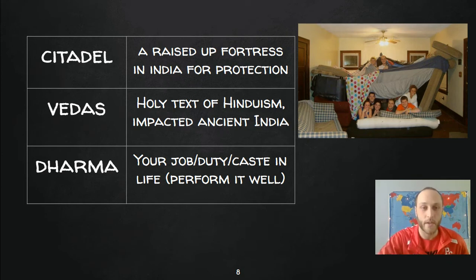We got the Vedas, which is just the holy text of Hinduism. But if you remember, the Vedas are very important with the caste system, which we'll talk about here in just a little bit. So the Vedas are the ancient text of Hinduism.